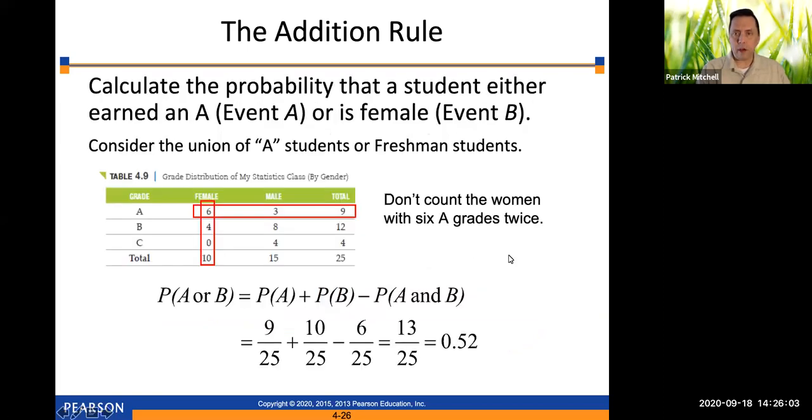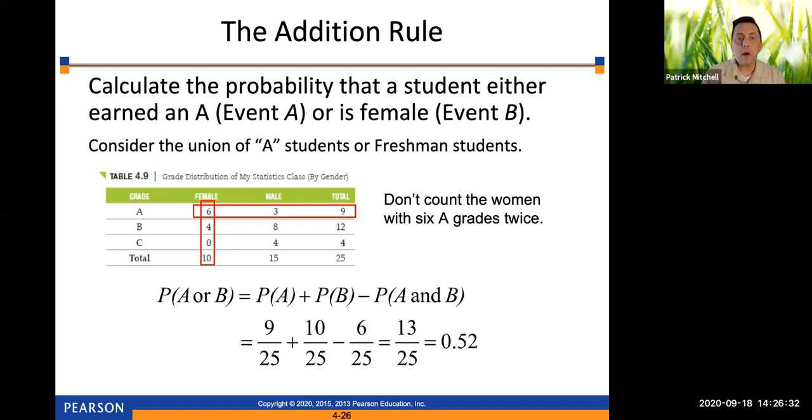All right, so let's see, this is a new example. Calculate the probability that a student either earned an A or is female. All right, so you see a new contingency table here. 9 students earned A's, 12 earned B's, and 4 earned C's. And there are 10 women and 15 men.